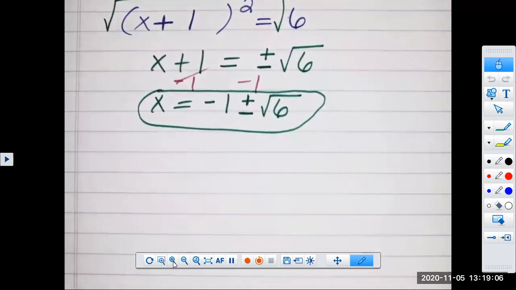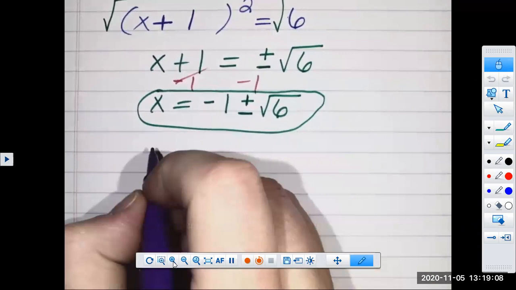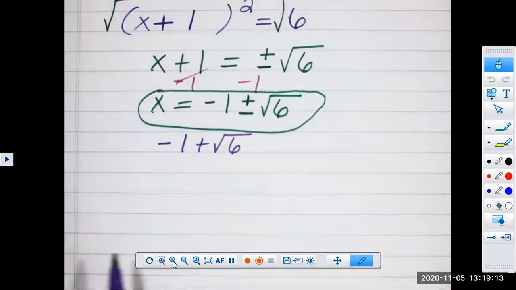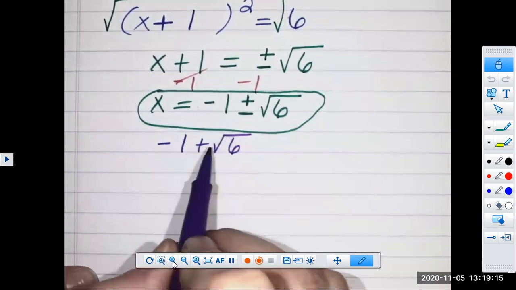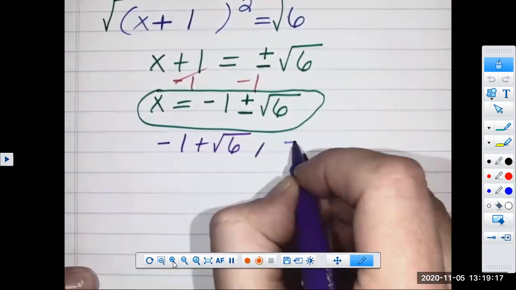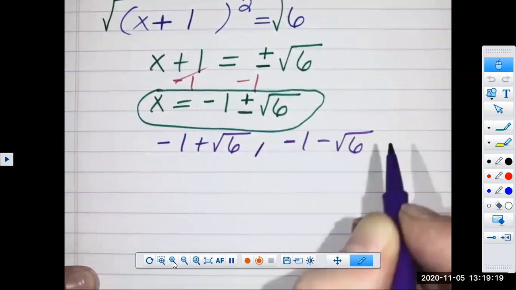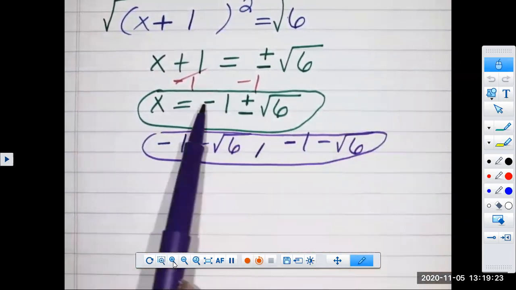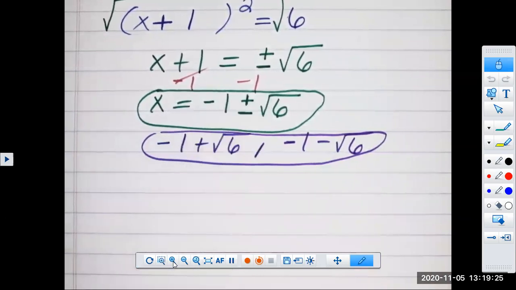Lovely Math Excel is going to make you split them up and type them in separated. I don't know why they do that, but they do. So you're going to have to type these answers in as -1 plus root 6, comma, -1 minus root 6. And if you type it in the combined way, for some reason they're going to count you wrong. I don't know why.